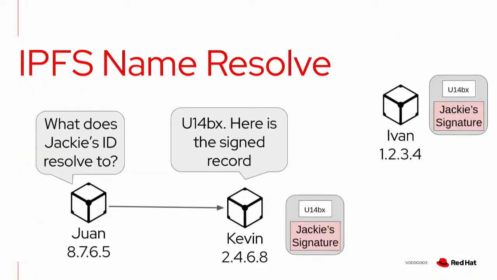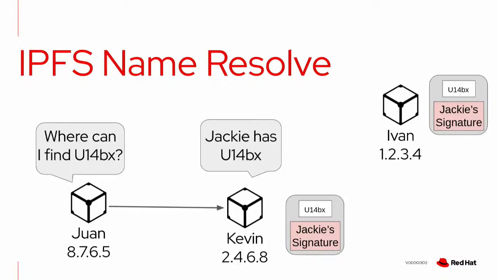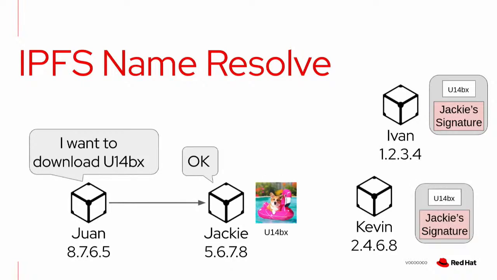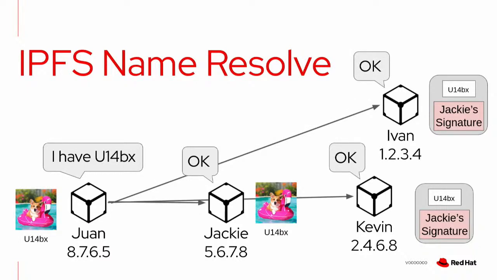And then, so now Juan asks Kevin, okay, what does her ID resolve to? And then Kevin says, oh, it resolves to this. Here's the signed record for it. And then he's like, okay, well, where can I find U14BX? And then he says, again, Jackie has U14BX. And then Juan simply has to talk to Jackie and download it, or whoever has U14BX.